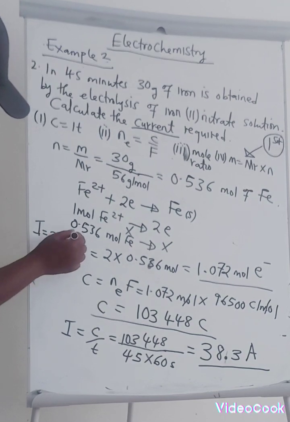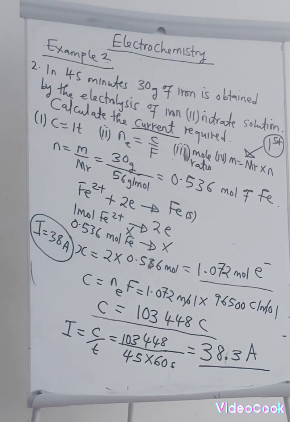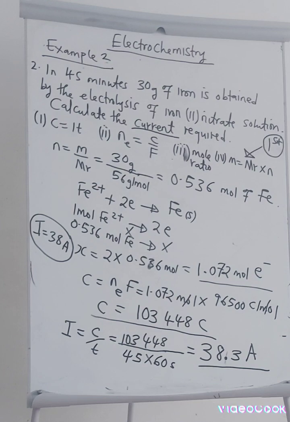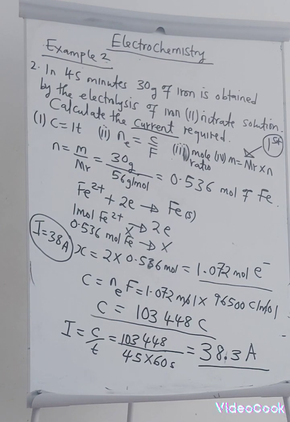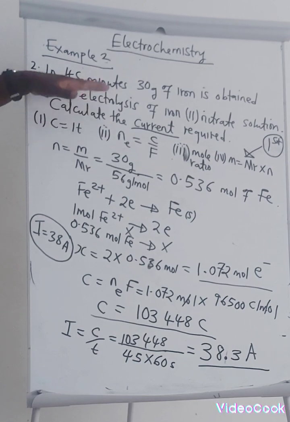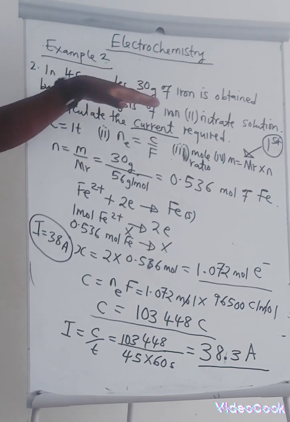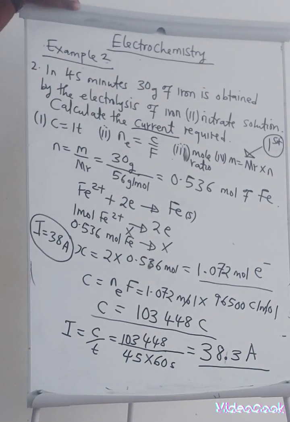So current, which is I, is equal to 38 A, which is the current required to deposit that amount of iron, 30 grams.